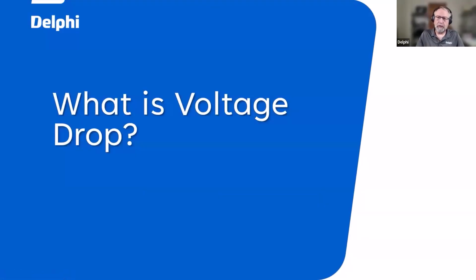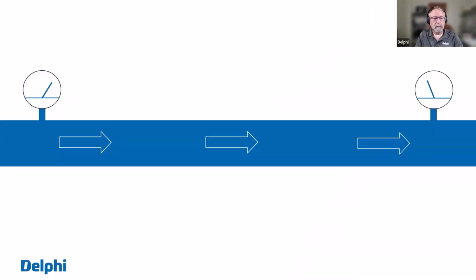So we figured out what voltage is. Now we're going to talk about the notion of voltage drop. And what exactly is that? Why are we always talking about it? Why is it important?